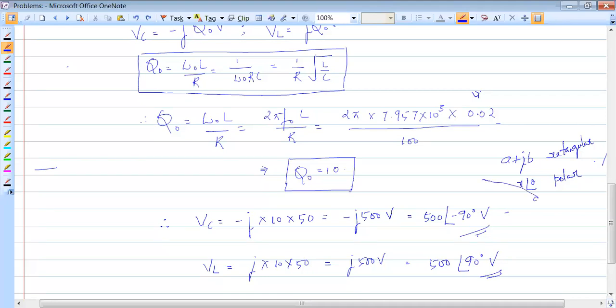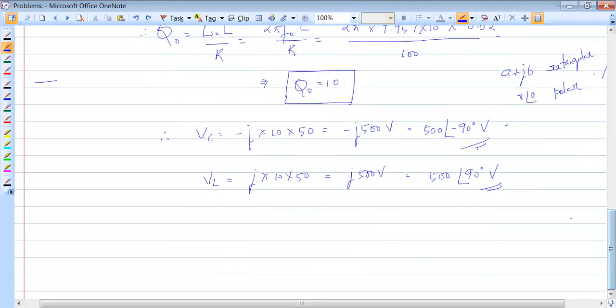Now we need to find out what is the last one they have asked. They have asked us to find out the maximum current in the circuit. When would there be a maximum current? Maximum current would be there at resonance.